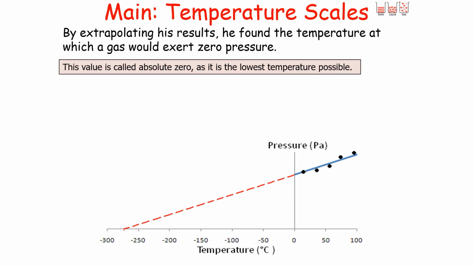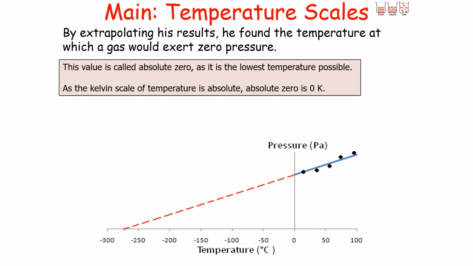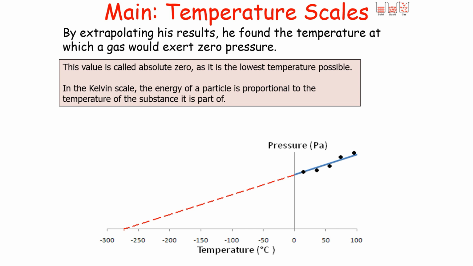So this value of minus 273 degrees Celsius is called absolute zero because it's the lowest temperature possible. Now, on the Kelvin scale of temperature, absolute zero is 0 Kelvin. In the Kelvin scale, the energy of the particle is proportional to the temperature of the substance it is part of.